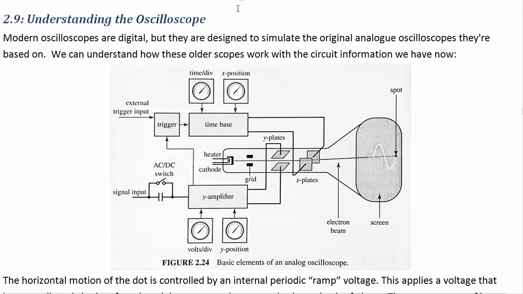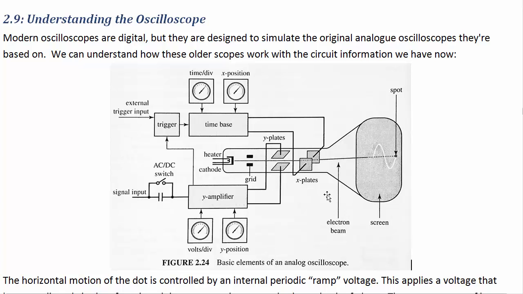Section 2.9, Understanding the Oscilloscope. Now, this is one of those great application sections that shows up in the book. What we want to take away from this is how oscilloscopes could work. The oscilloscopes that you have in the lab are digital oscilloscopes. They don't work exactly the same as this anymore, but their controls would suggest to you that they do. And if you find yourself with an older analog oscilloscope, then you'll know exactly how it works.